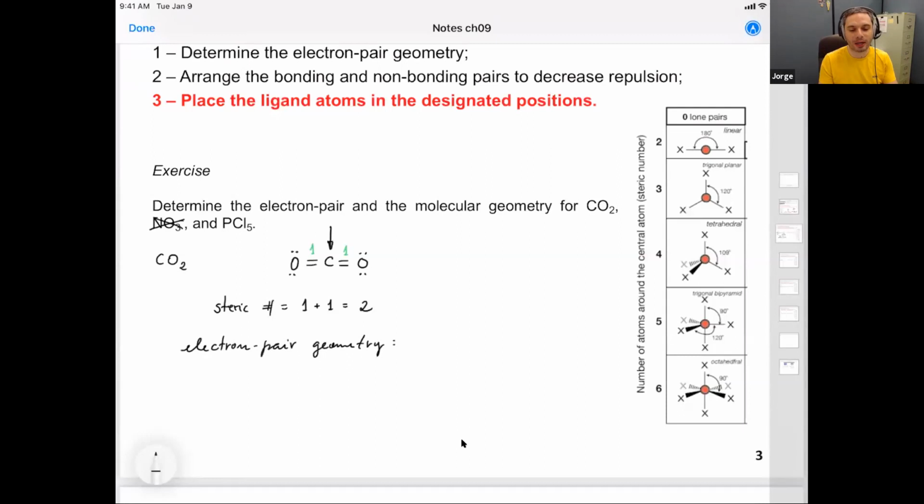When you have steric number 2, the only possible electron pair geometry to minimize the repulsion is linear. So therefore, the two groups around the carbon atom are arranged in a linear geometry. So we have here the central atom and then the two groups around the central atom.